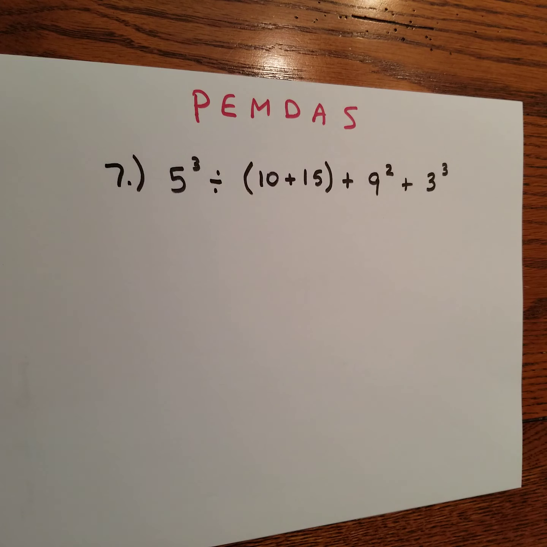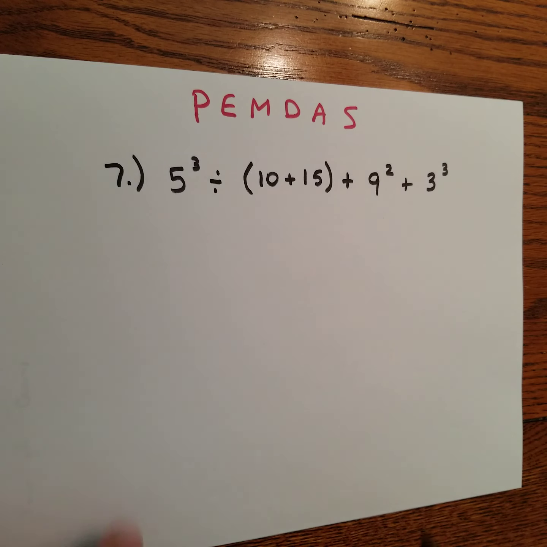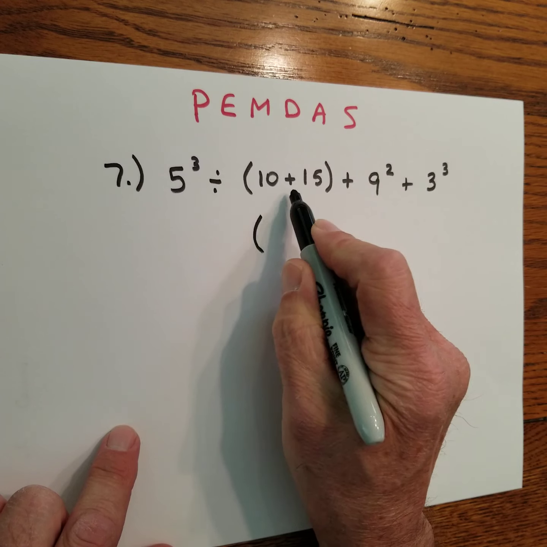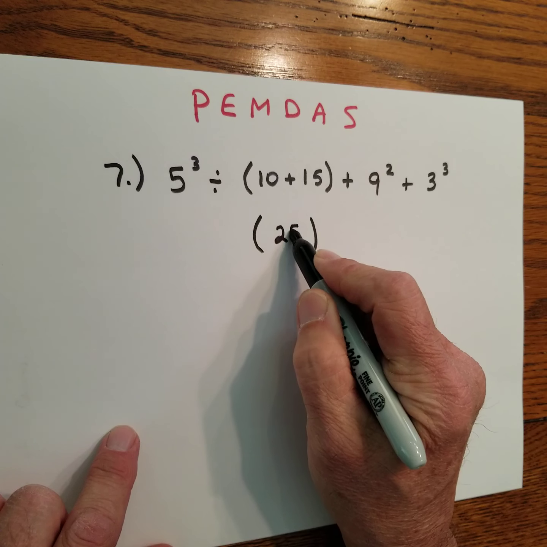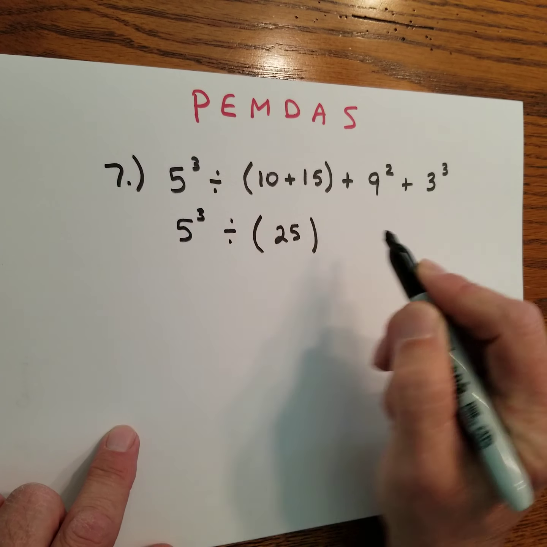Well, now this last problem is a big one. Look at that. Anybody who gets one like this correct on homework, well, you're having a great day. Let's use PEMDAS to keep ourselves organized. P is for parentheses. We'll do the parentheses first. 10 plus 15 is 25. I'll copy everything else.